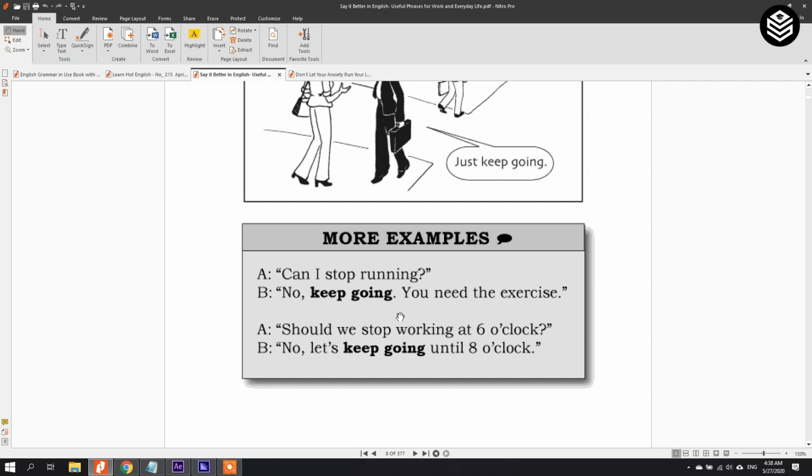The second example: should we stop working at 6 o'clock? For example, in a company, one staff member is asking his manager, shall I stop working at 6 o'clock? The manager responds, no, let's keep going. Let's keep going until 8 o'clock. So he is saying, no, let's continue until 8 o'clock. It means to continue.